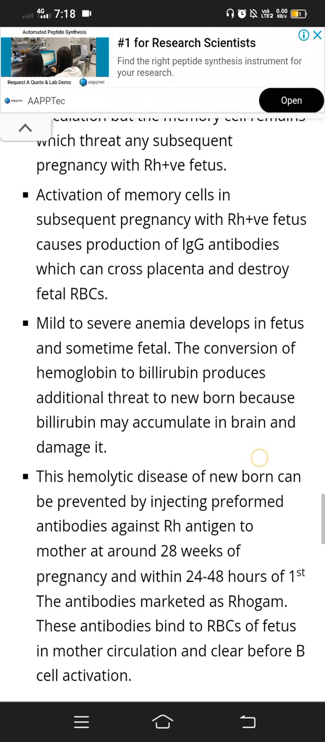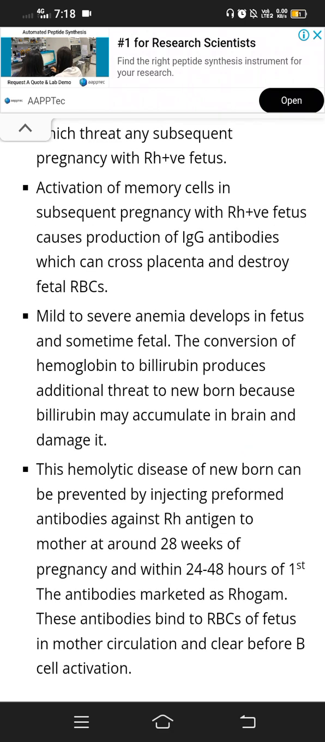Activation of memory cells in a subsequent pregnancy with an Rh positive fetus causes production of IgG antibodies, which can cross the placenta and destroy fetal RBCs. Mild to severe anemia develops in the fetus and is sometimes fatal. The conversion of hemoglobin to bilirubin produces an additional threat to the newborn because bilirubin may accumulate in the brain and damage it.